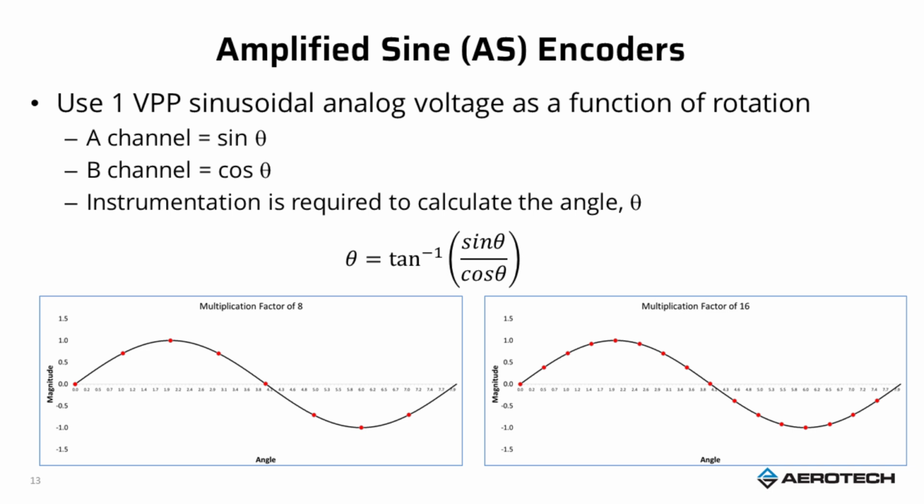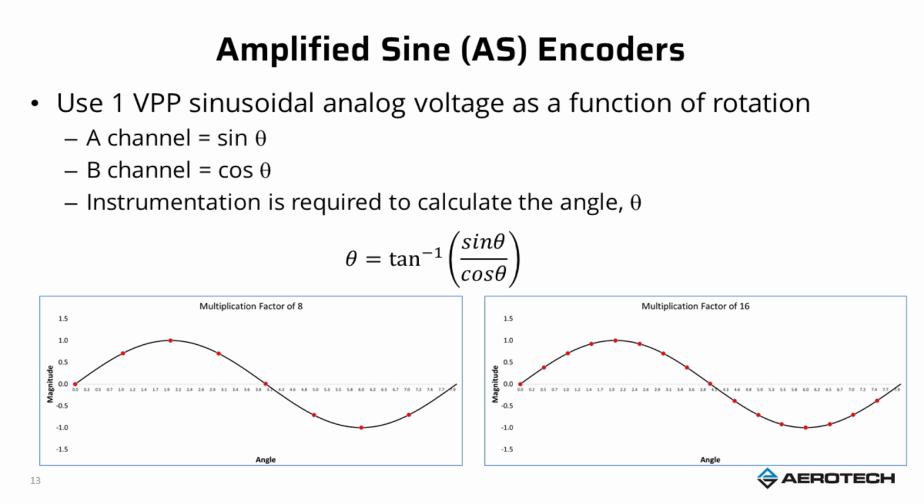There are amplified sine encoders, and these are encoders that in between the transitions of the counts, they really give you a sinusoidal 1 volt peak-to-peak analog voltage. And so what we can do then is take these two, and remember the A and the B are out of phase by 90 degrees, so one is a sine of theta and the other is a cosine of theta. And with a little bit of trigonometry, right, we take the inverse tangent of sine over cosine, and that gives us the angle.